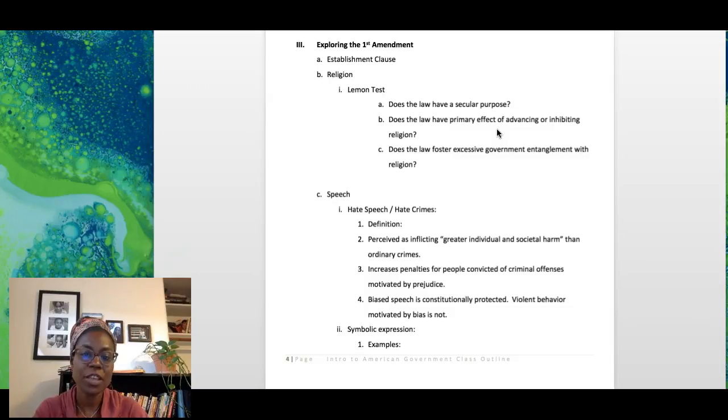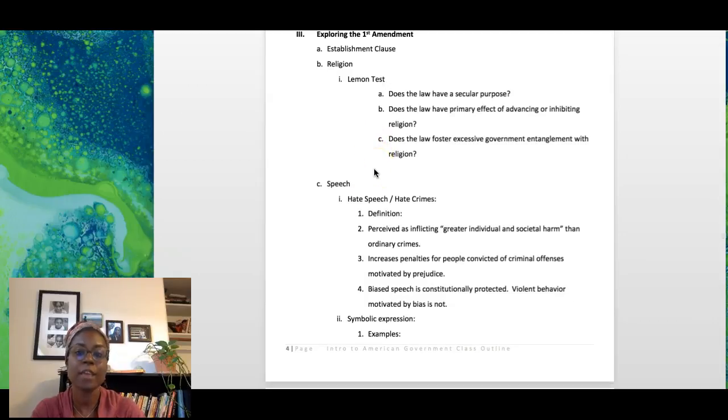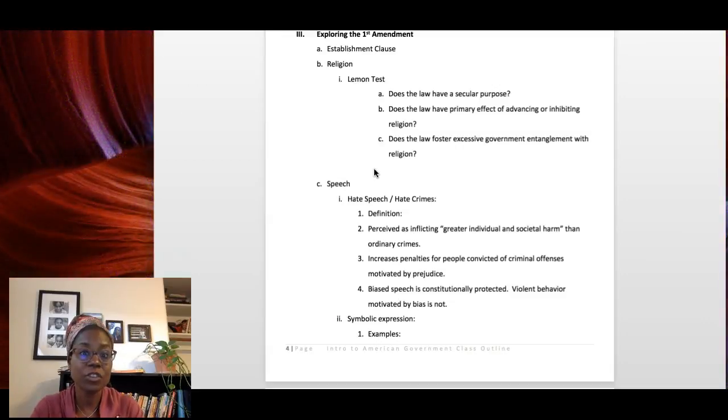That's the first question. Second question, does the law have the primary effect of either advancing religion or inhibiting religion? So in practice, does this law end up either helping or hurting the practice of religion? The third question, does the law foster excessive government entanglement with religion? That's kind of a general question because it can be hard to determine what is excessive government entanglement, but that's what the judges are trying to figure out.